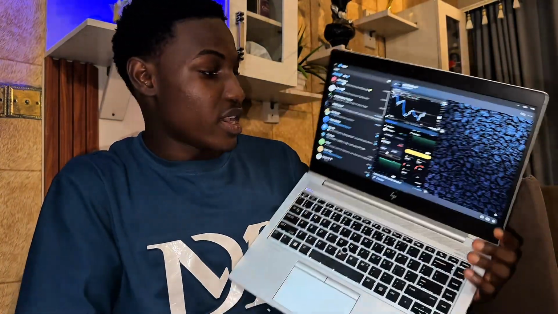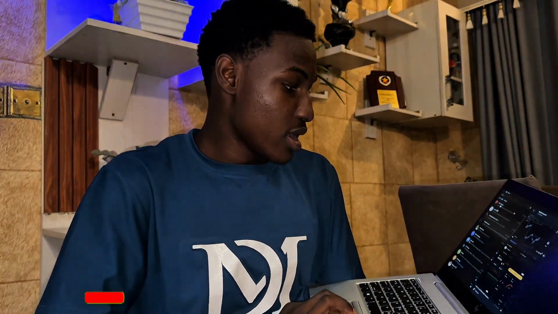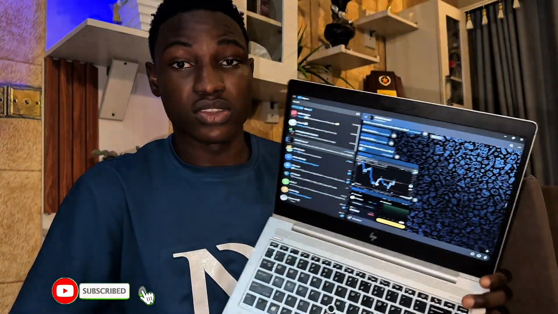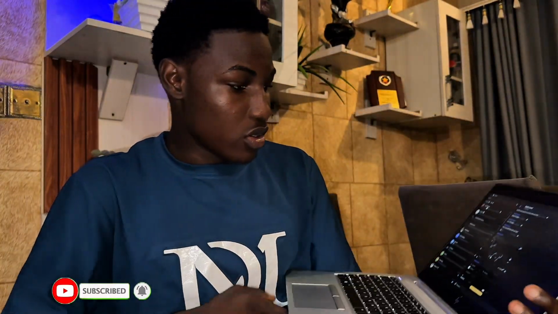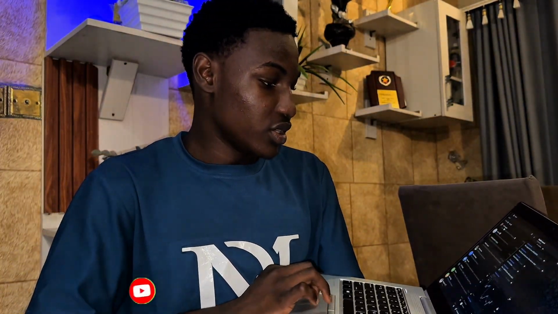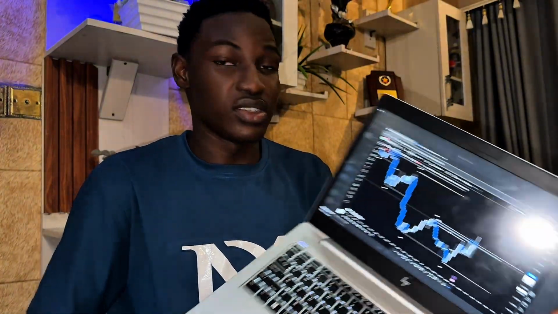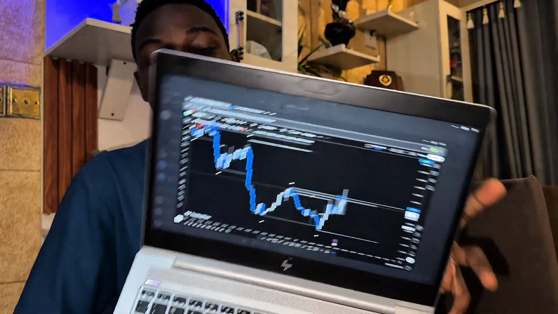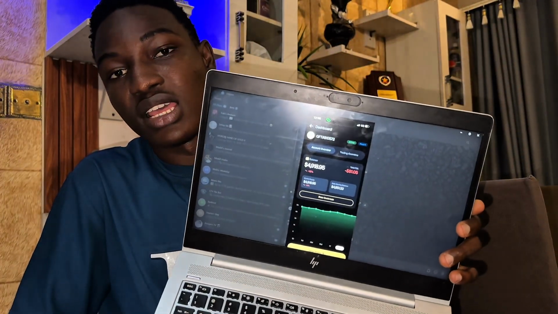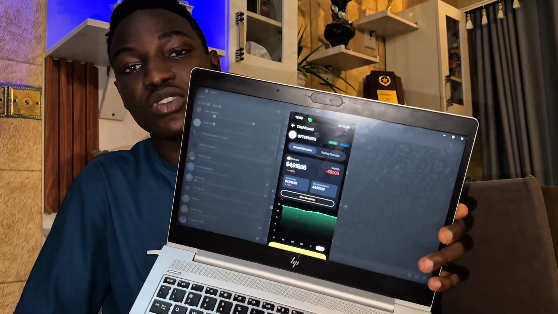Here it is in my Telegram journal. I posted this on Telegram. I don't know why you're not on the Telegram channel yet, because I post free content. Here's the trade idea. This is the after. Here's my current balance, $4,918, minus 1.6%.